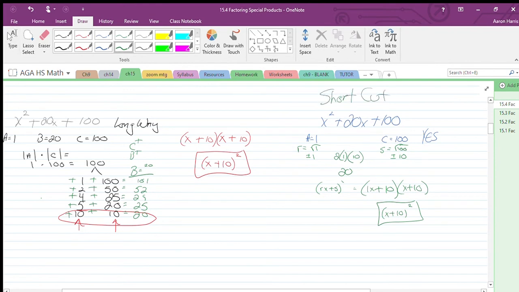Shortcut requires you to recognize that A and C are what? Perfect squares. They must be perfect squares. If they're not, this shortcut does not work.